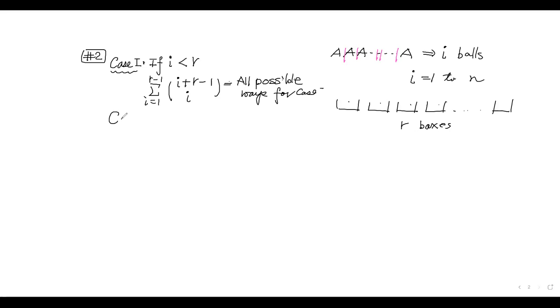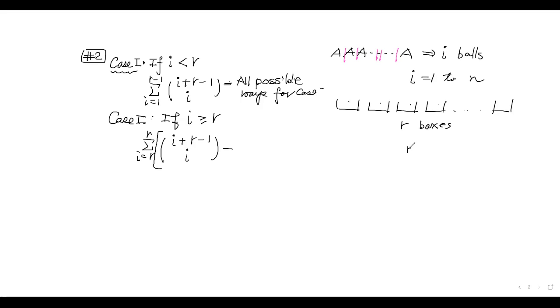Okay, so now let's take a look at case number 2 here. If i is greater than or equal to r, that means I'm going to use what we did previously. It's the same thing. That means I'm going to use the total number of ways minus the case where all the boxes are full, right? So the total ways here is the summation. I will start from r to n, right? So how many possible ways here? Just like i plus r minus 1 choose i, right? And then minus all of them being non-empty boxes here.